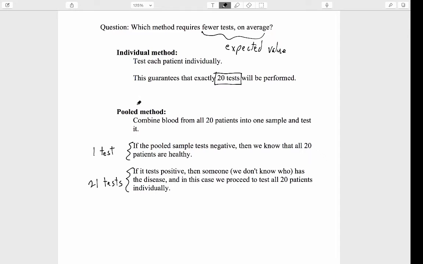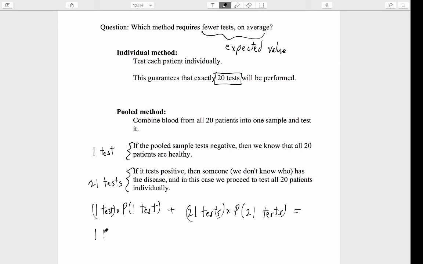So when you apply the pooled method to 20 patients, either you have to apply one test, or you have to apply 21 tests. To find the average number of tests under the pooled method, that means taking a weighted average of 1 and 21, where they are weighted by their probabilities. So we have to compute one test times the probability of one test. And we'll think in a minute what that is, but we're adding to that 21 tests weighted by its probability. So 21 tests times the probability that we will need to do 21 tests.